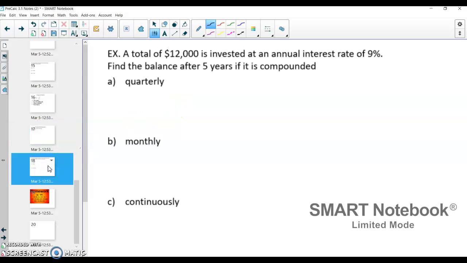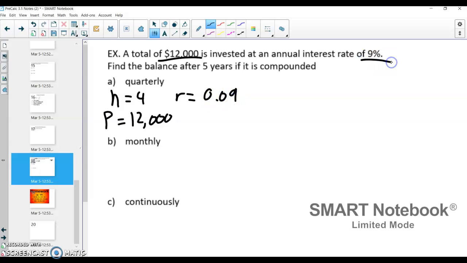And so let's look at here a problem where we get to work with compound continuously and just compound interest in terms of quarterly and monthly. Okay? For quarterly, we're going to use n equal to 4 because there's 4 quarters in a year. And so my number of compounds, my n, is going to be 4. My principal is 12,000 from right here. I have an interest rate r equal to 0.09 from the 9% here. And I have a t that is equal to 5 from 5 years.